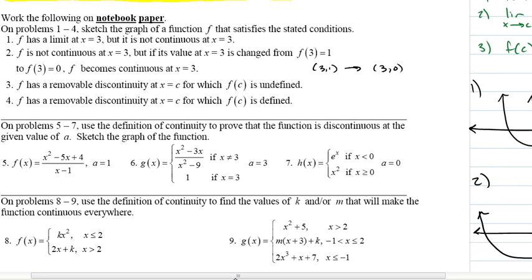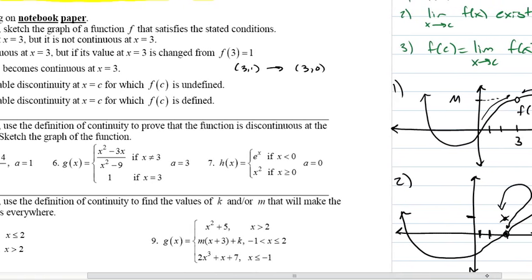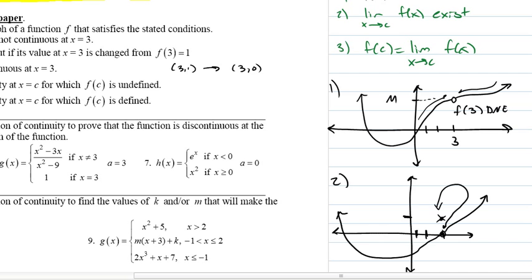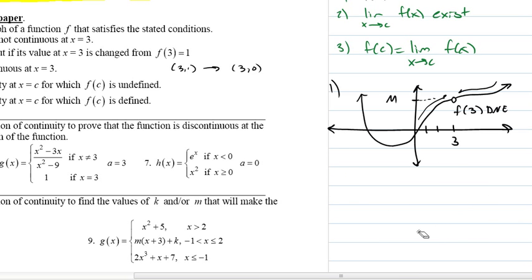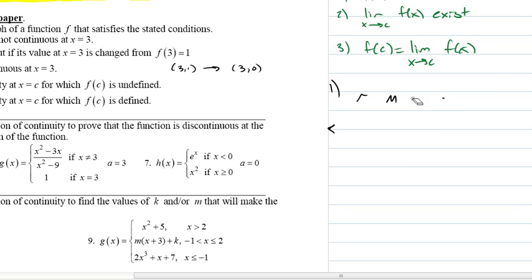Number 3: f has a removable discontinuity at x equals c, where c is an arbitrary value for which f of c is undefined. So at x equals c, we have a hole since it's a removable discontinuity. So here goes example number 3.